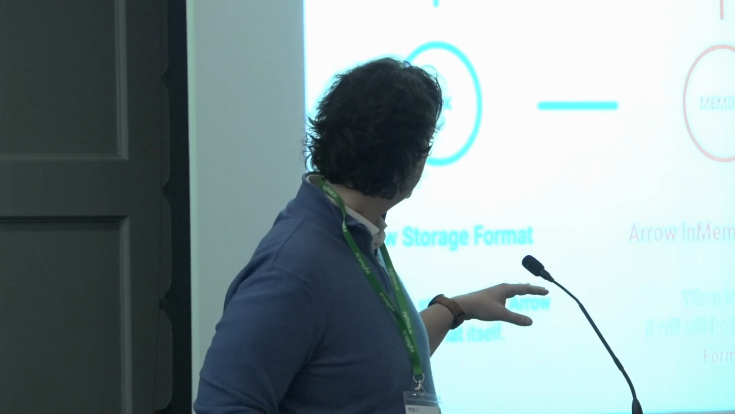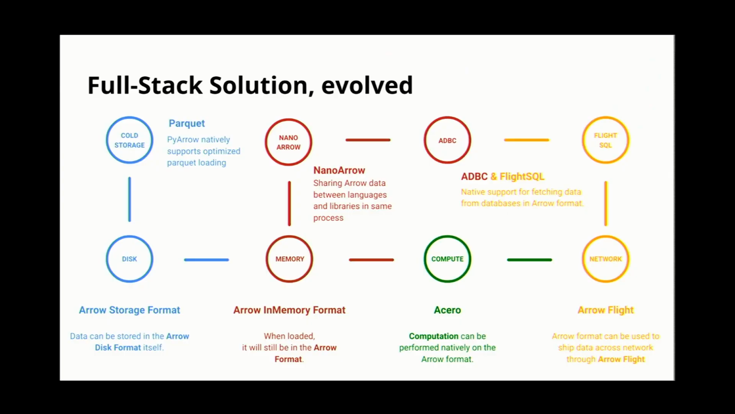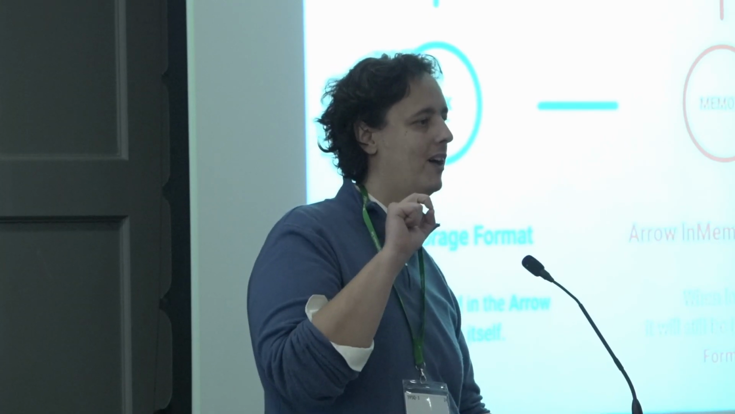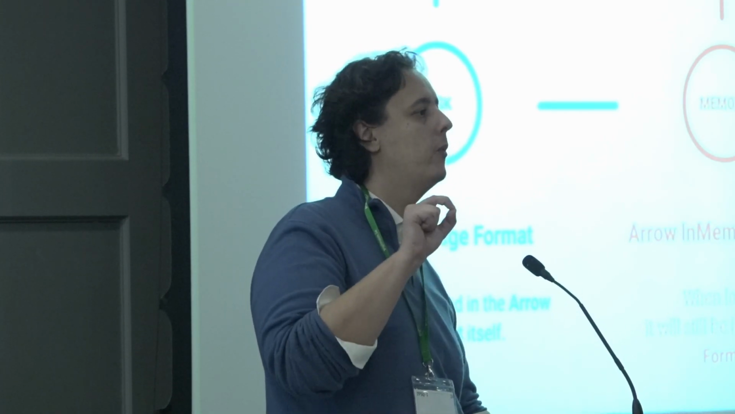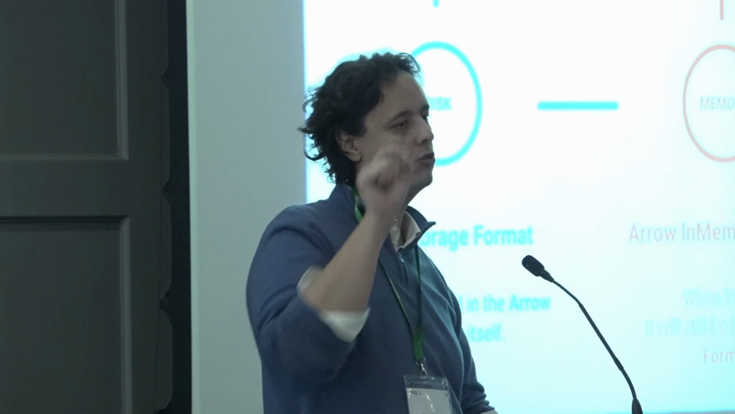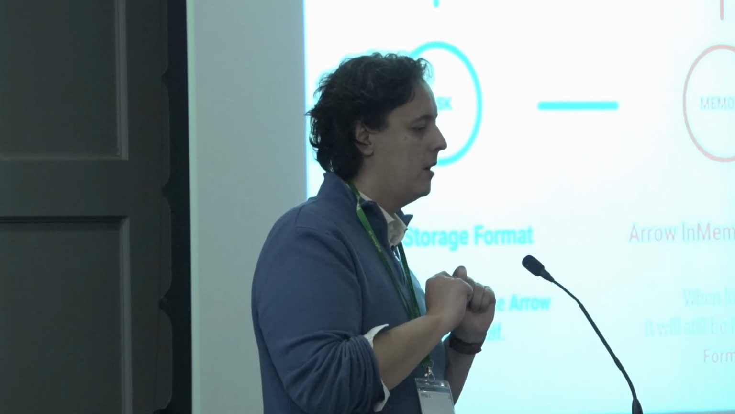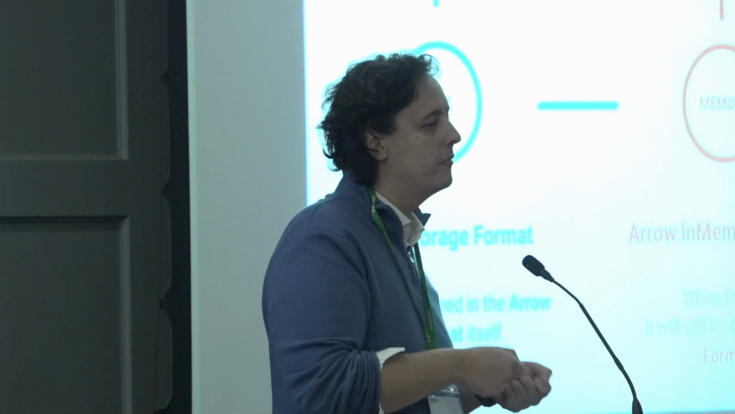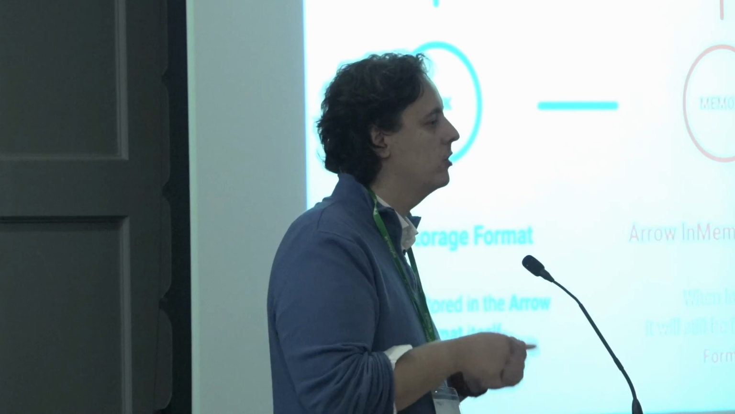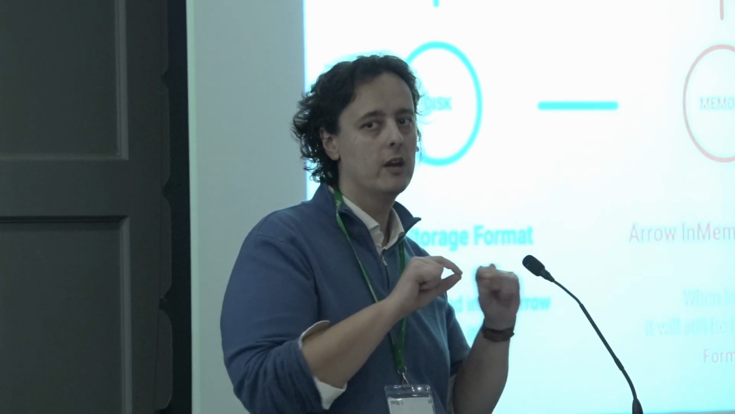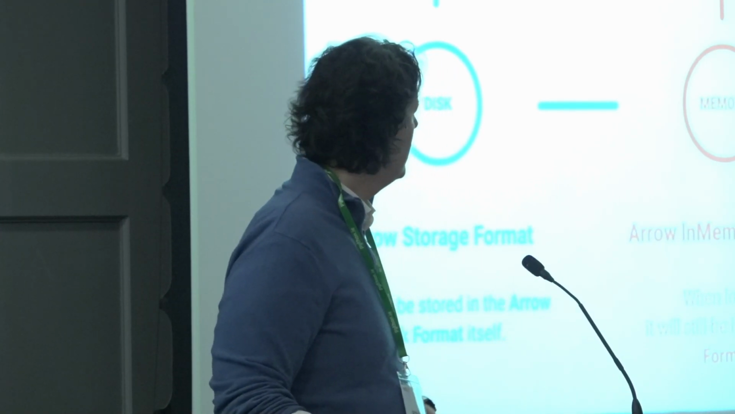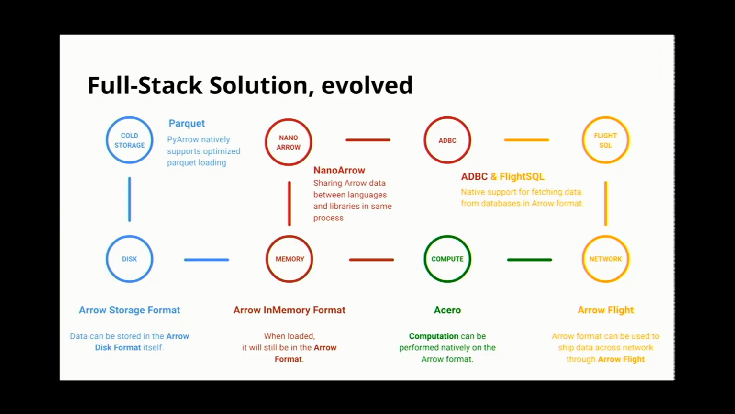Then once you have your data in memory, you can share it with any other software using NanoArrow. NanoArrow is in practice a super small version of Arrow whose only purpose is to allow any other software to implement the Arrow format without having to manually operate on top of the memory buffers. Okay, so it's an API on top of the raw memory. And it's very easy to use in any software.